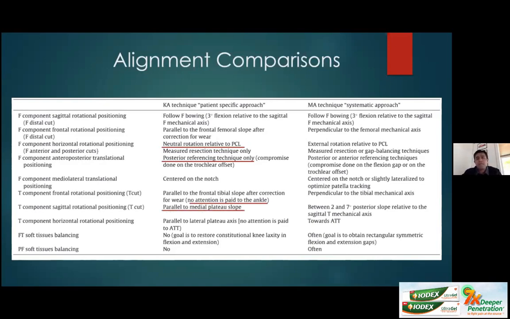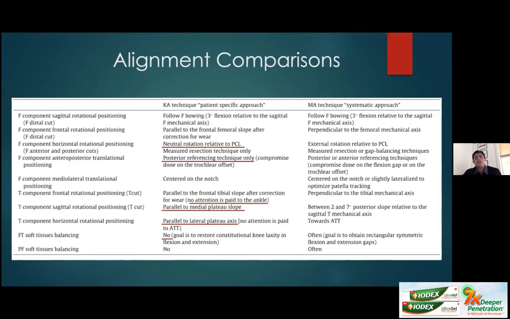What about tibial sagittal positioning? In a kinematically aligned knee, you're making sure that your sagittal axis of the tibia is parallel to the medial tibial slope. So there is more attention paid to the medial tibia. With regards to the horizontal tibial positioning, you are more parallel to the lateral tibial plateau axis. So now your axis switches in a cylindrical fashion from the medial side of the tibia to the lateral side of the tibia.